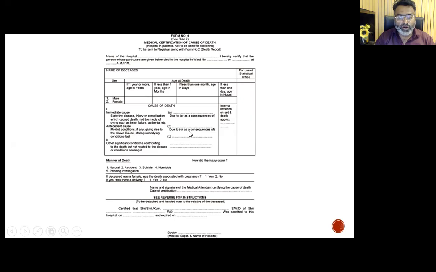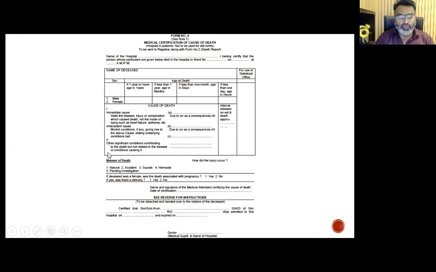And this is what we talked about: A, B, C, and the underlying cause, and then nature of death, natural, accident, suicide, homicide, or whether you can mention pending investigation if you are not very clear. And if the lady was pregnant, yes or no. And if she was pregnant, then was there a delivery, yes or no. Here they have given the column for writing time, interval between onset and death approximately.